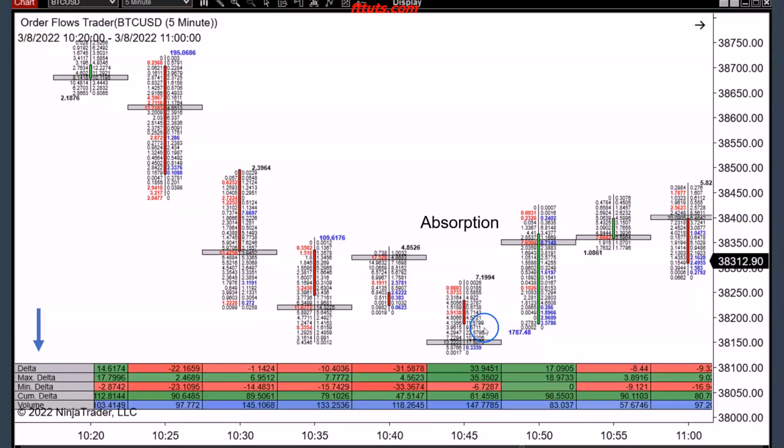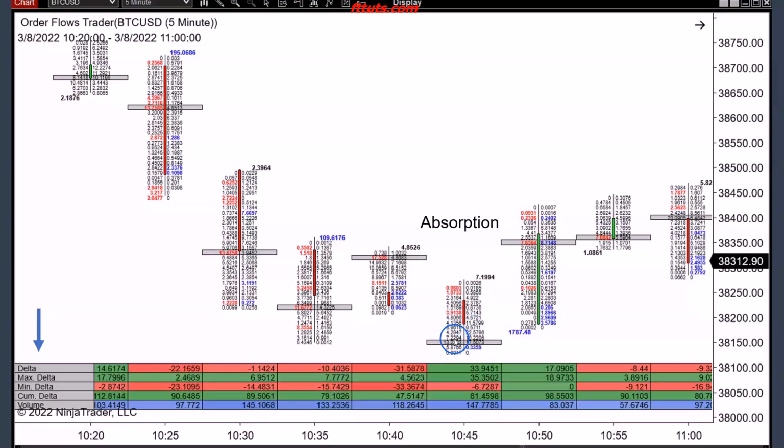You can see the volumes here, 11 Bitcoin, 9, 22, 10, 17. So people are offering it out, but it's attracting buyers at these lower prices. Even though people are coming in offering it out, you have buyers coming in lifting those offers. It's just enough to absorb all the selling that's going on.